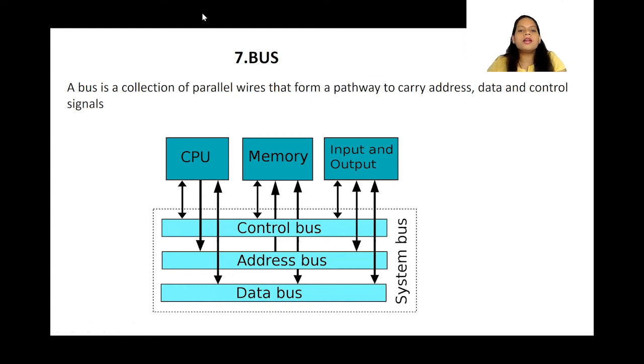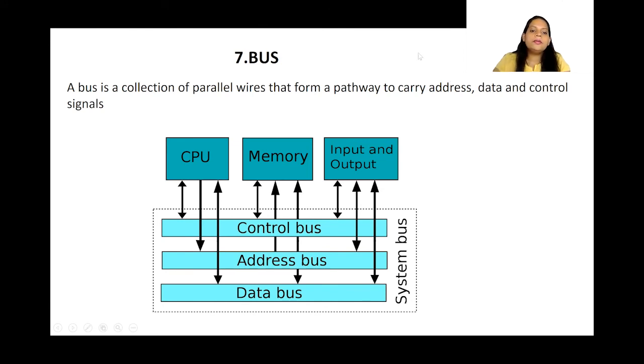The last component of the motherboard, we have seen 6 till now, this is the 7th one, which is the bus. Now what is a bus? It is not the one which we use to travel. This bus is different. A bus is a collection of parallel wires that form a pathway to carry address, data, and control signals. This definition is important.